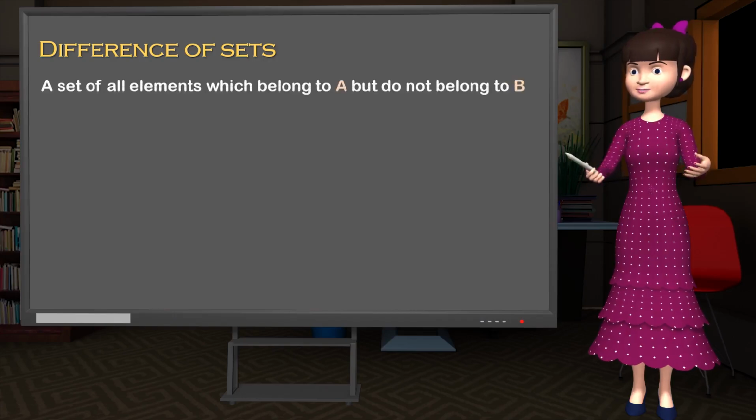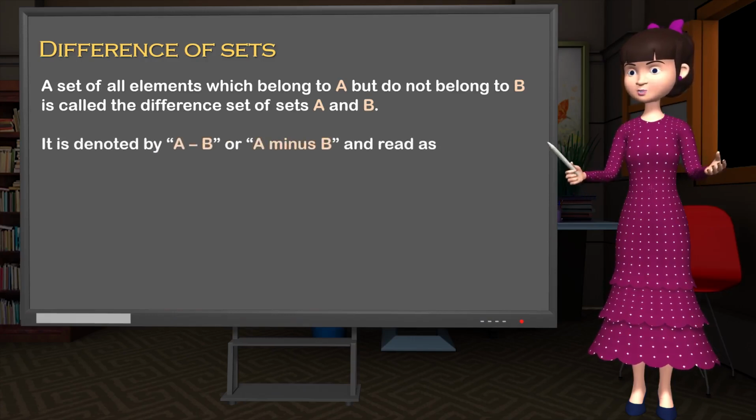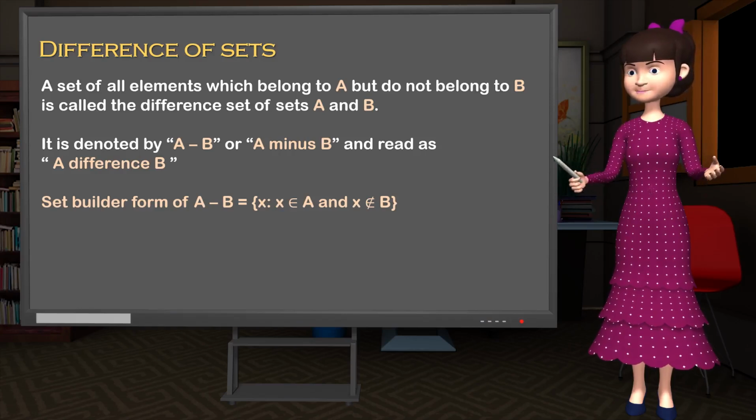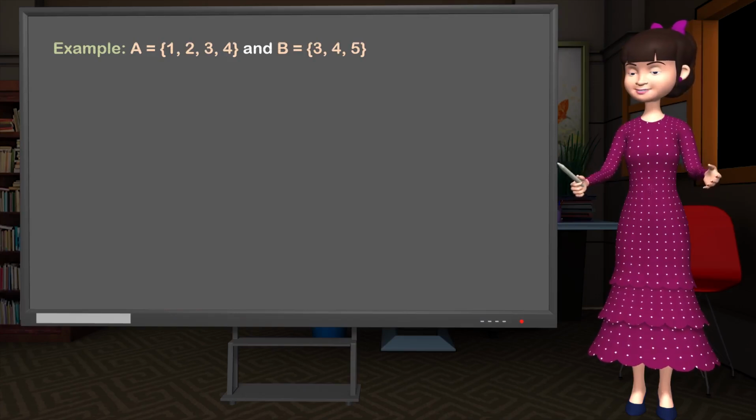A set of all elements which belong to A but don't belong to B is called the difference of sets A and B. It is denoted by A − B and read as A difference B. Set builder form of A − B is {x : x belongs to A and x doesn't belong to B}.